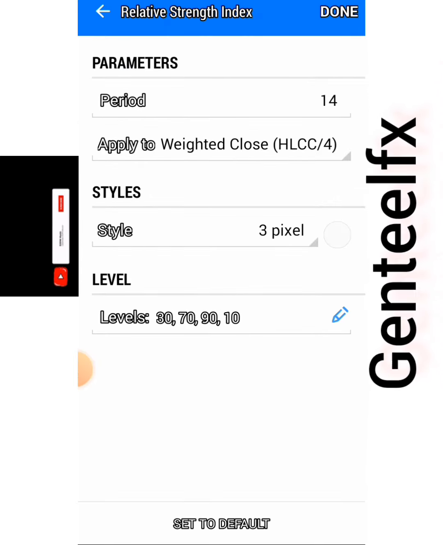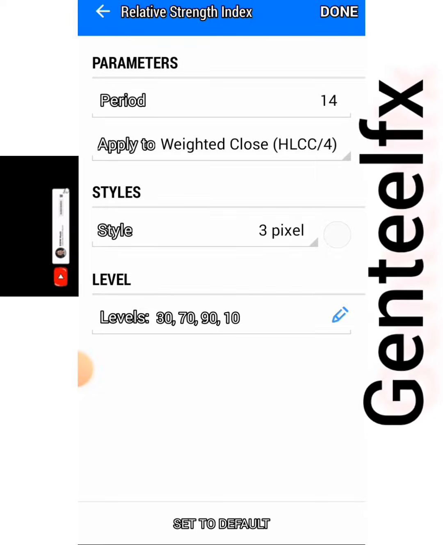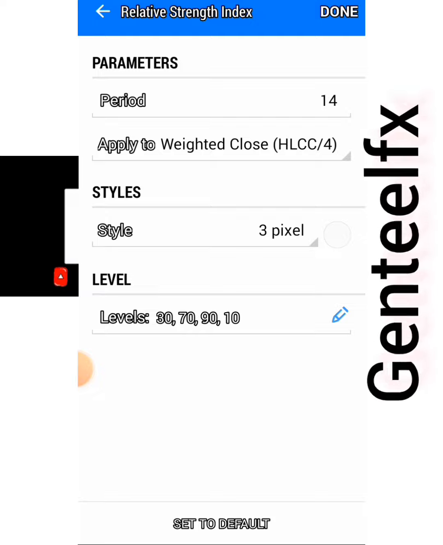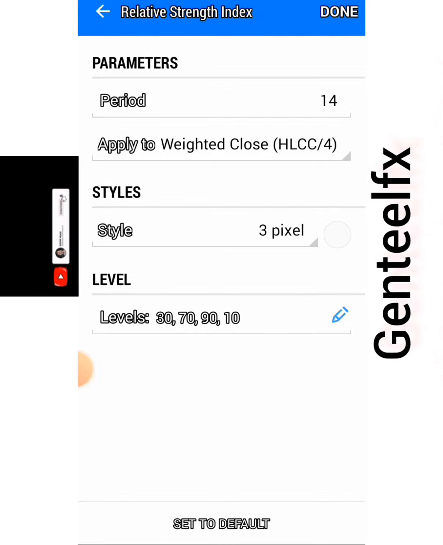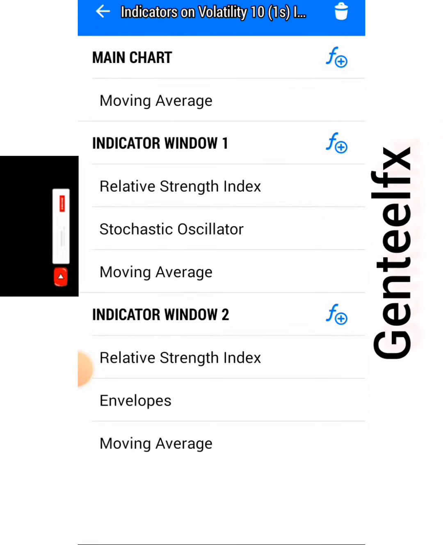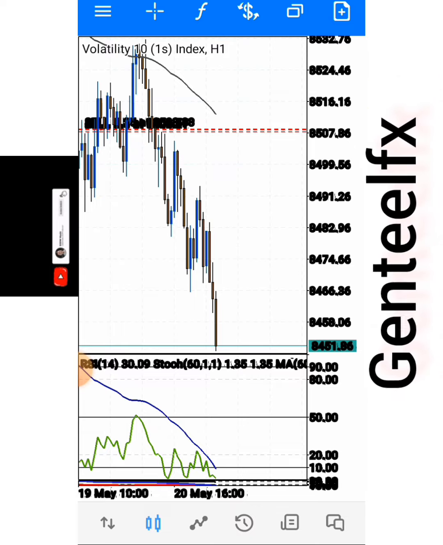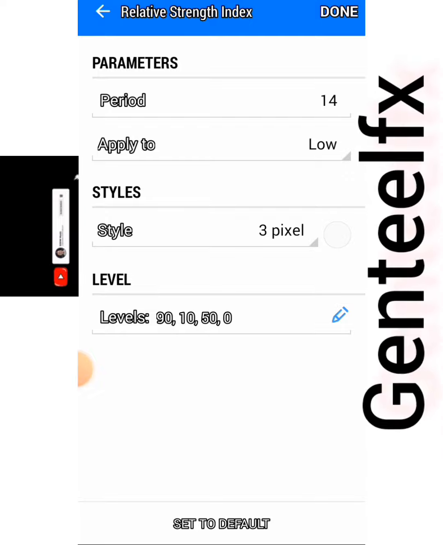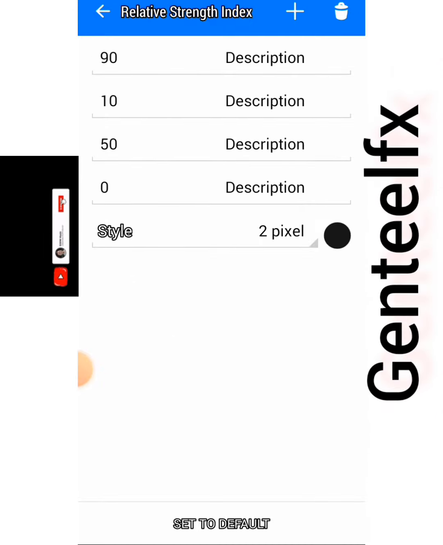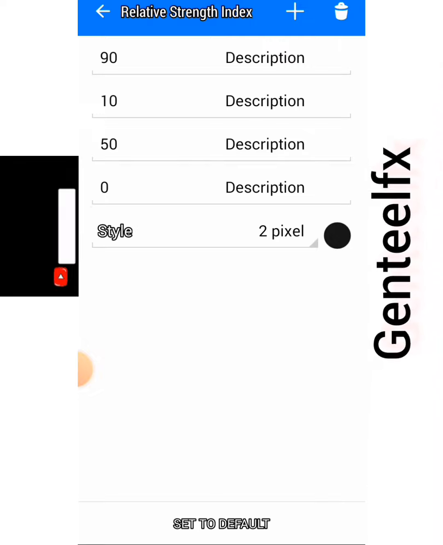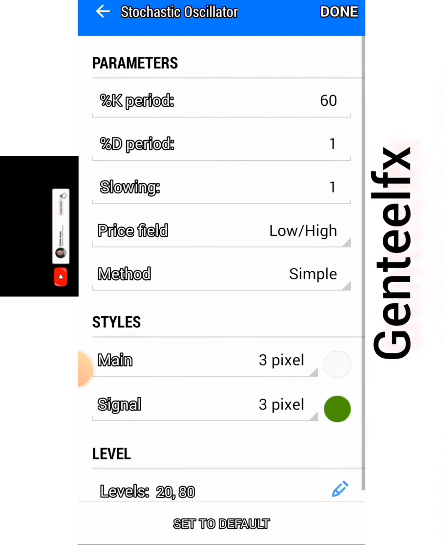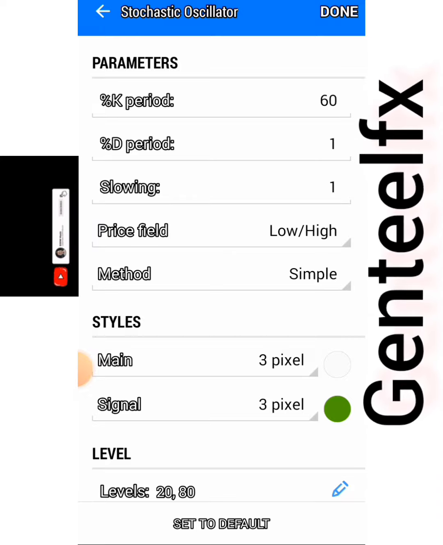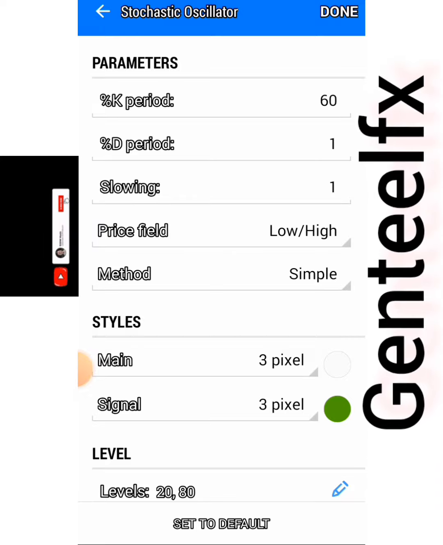For the relative strength index, the period is 14, applied to weighted close, style 3 pixel, color of your background, and the levels are 90, 10 and 50. That's the level. And the stochastic oscillator: K percent period 60, D percent period 1, slowing 1, price field low/high, method simple.